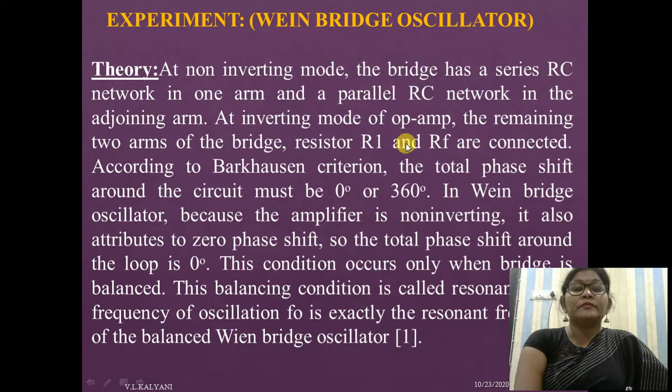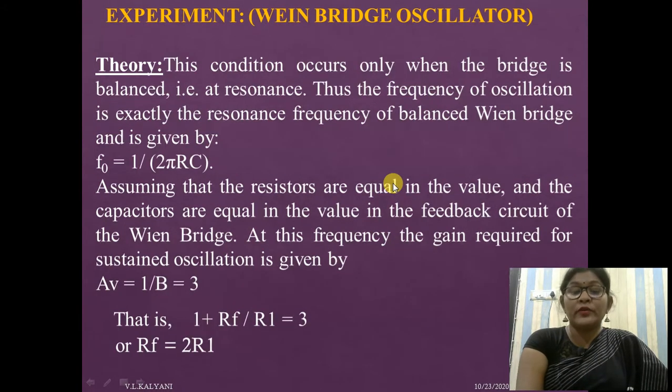So this is the working of the Wien bridge oscillator. As you know, because the bridge is in balance condition, the total phase shift required will be 0 degree. At the non-inverting mode, the bridge has a series RC network in one arm and a parallel RC network in the adjoining arm. We have already discussed this working in our previous videos.